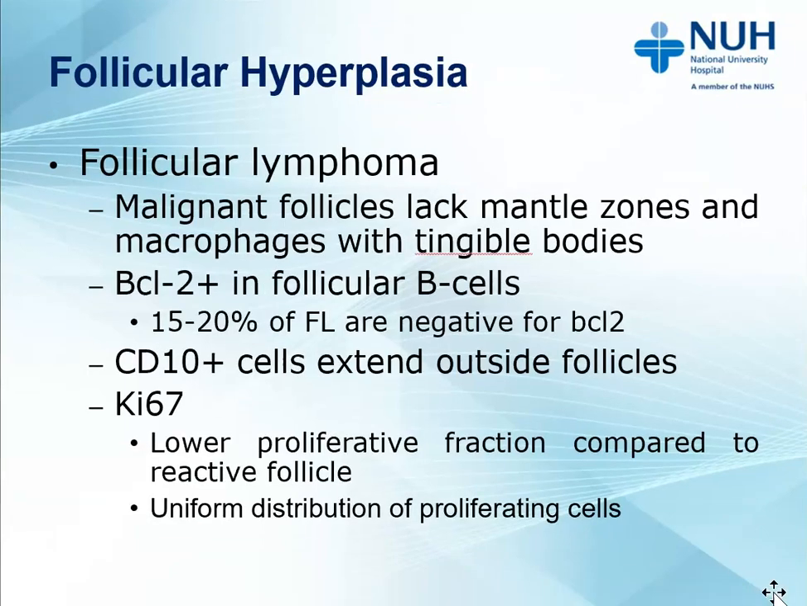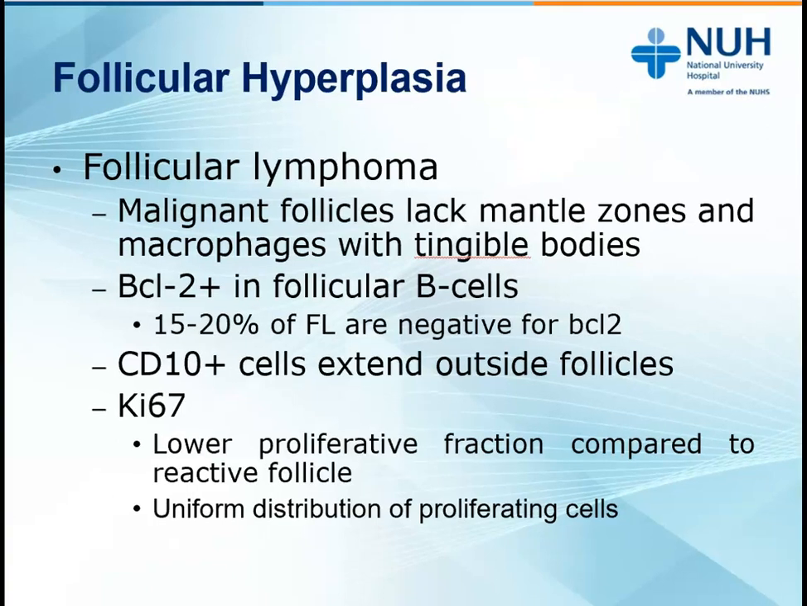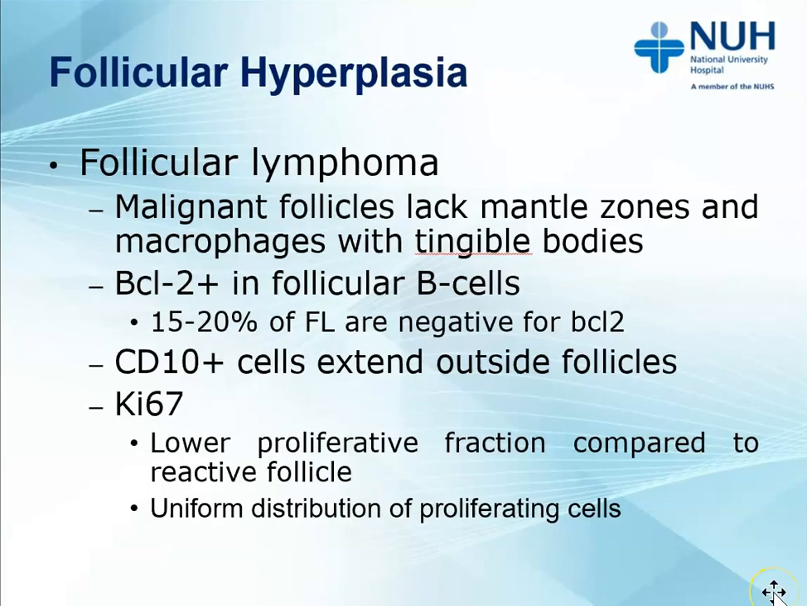CD10 positive B cells are normally confined to the germinal center in follicular hyperplasia, but are seen infiltrating the interfollicular zone between the lymphoid follicles in the case of follicular lymphoma. The proliferation fraction based on Ki67 staining is lower than that in reactive follicular hyperplasia, and there is loss of zonal polarity, showing a uniform population of proliferating cells.